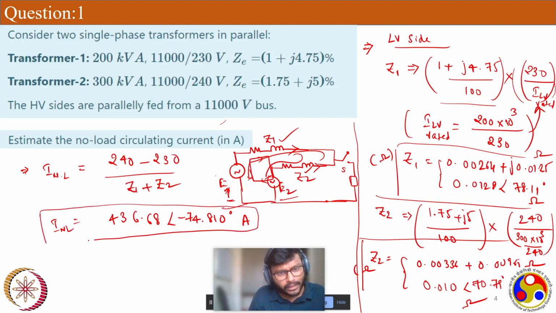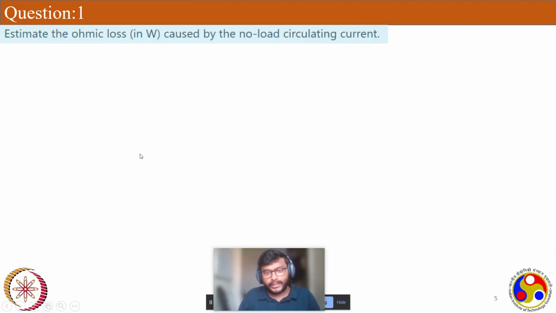Don't worry if you take 230 minus 240, it will be the same. If you take 230 minus 240, the answer will be negative, because that's a convention. Because I took 240 minus 230, that's the actual direction of current flow, I got the positive answer. So you can take any notation. That's the first problem. We have to just calculate the no load current flowing.